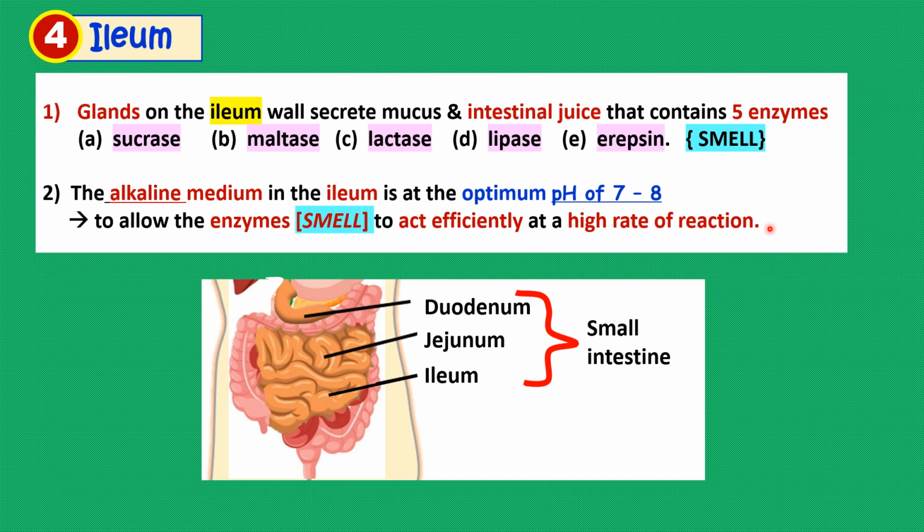So please take note that in the mouth, the pH or the condition is neutral. Then in the stomach, the condition is acidic with a pH of 1.5 to 2. But in the small intestines, that means the duodenum and the ileum, the condition there is alkaline, right? The medium there is alkaline with a pH of, for example, in the ileum is pH of 7 to 8. So the ileum is the lower part of the small intestine here. Okay.